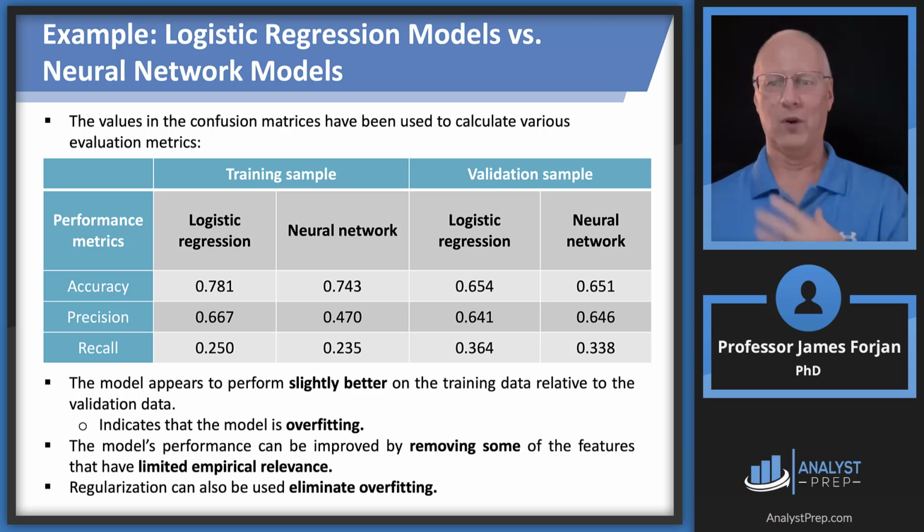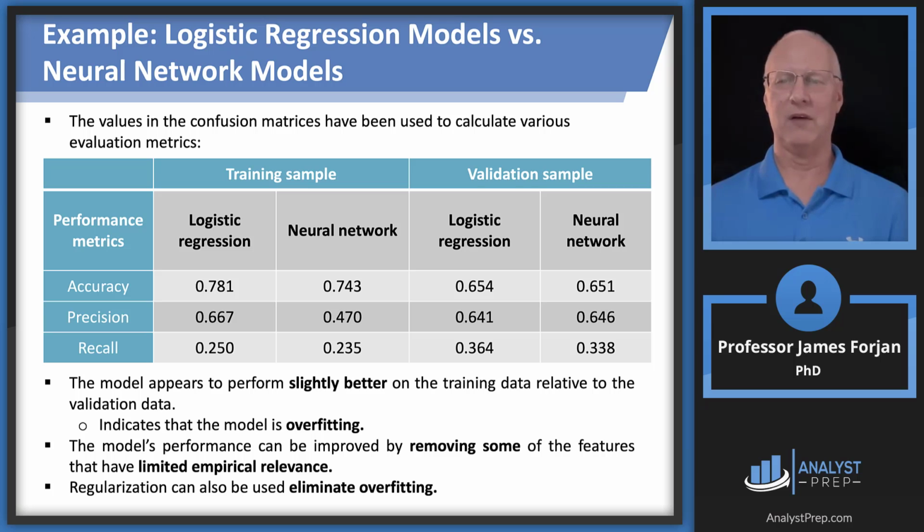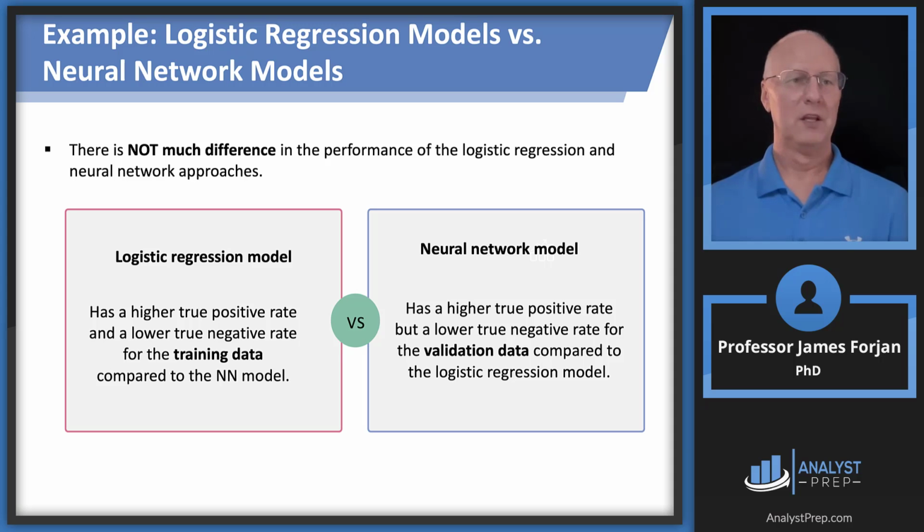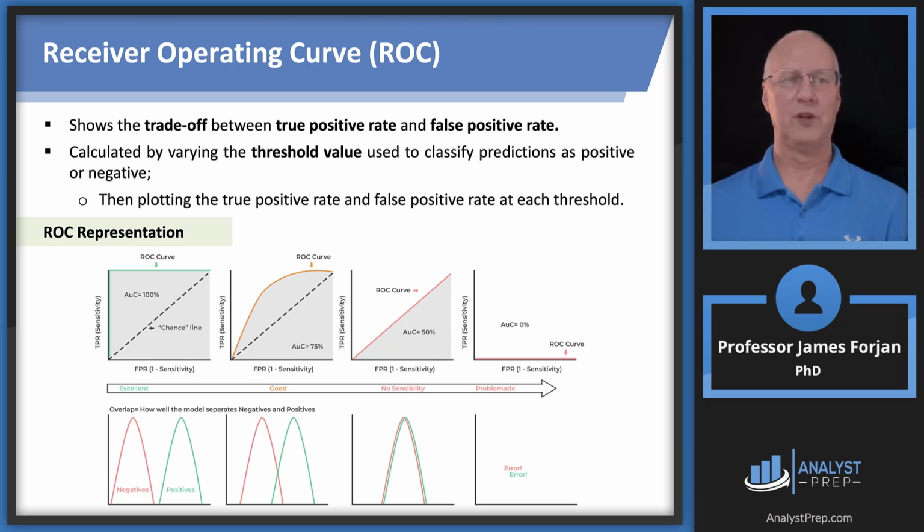And so notice over on the validation sample, I'm guessing that you would just get a table like this. Boy, look at logistic regression, 65, 64, 36, neural network, 65, 64, 33. I don't know. You could probably just say, as a general idea, that they're probably super similar. Well, there we go. There's not much difference in the performance. But what can we say? The logistic regression model, higher true positive rate, lower true negative rate, right? Neural network, higher true positive rate, lower true negative rate for the validation data. So you get that information from the confusion matrices.